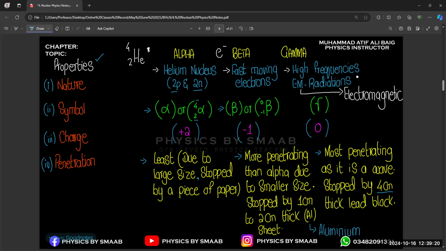Okay, these numbers are just for your reference, right? You don't need to learn the exact number. Okay, it is not compulsory. These are just for your reference. So it can be stopped by, you can write it's stopped by a few centimeter of lead or concrete. Okay. So this is the property of penetration for alpha, beta, and gamma. Any question?